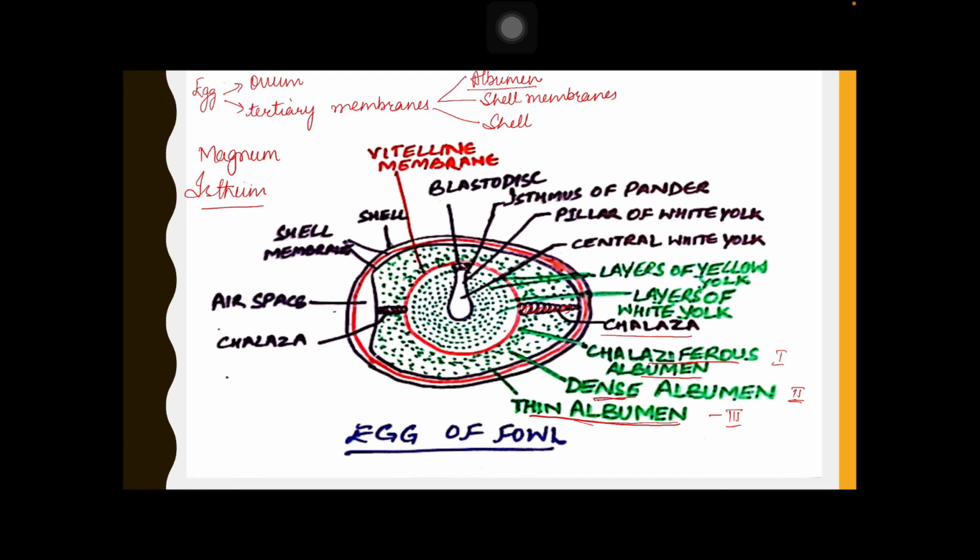What are shell membranes? These are thin membranes which are made up of keratin. Keratin fibers are matted together, and these membranes, as you can see in this diagram, are in close contact with each other except at the blunt end. At this blunt end there is a space between these two membranes which is called the air space.